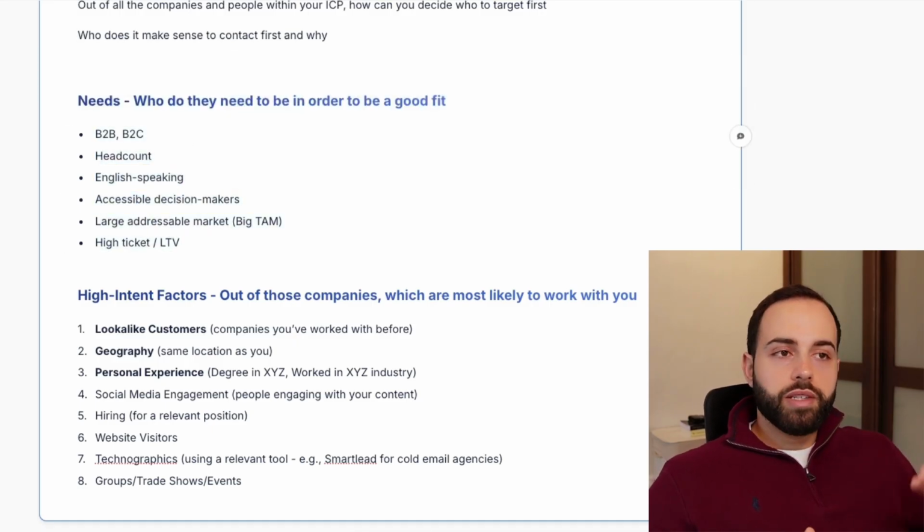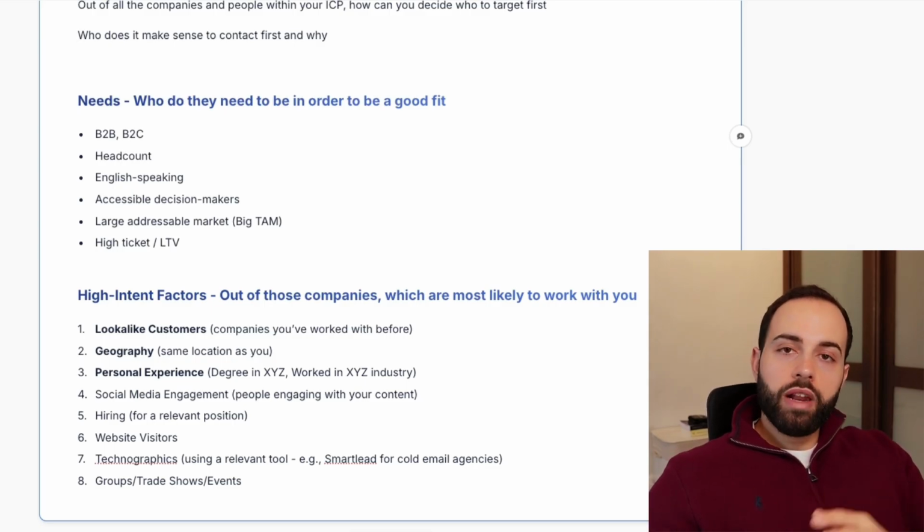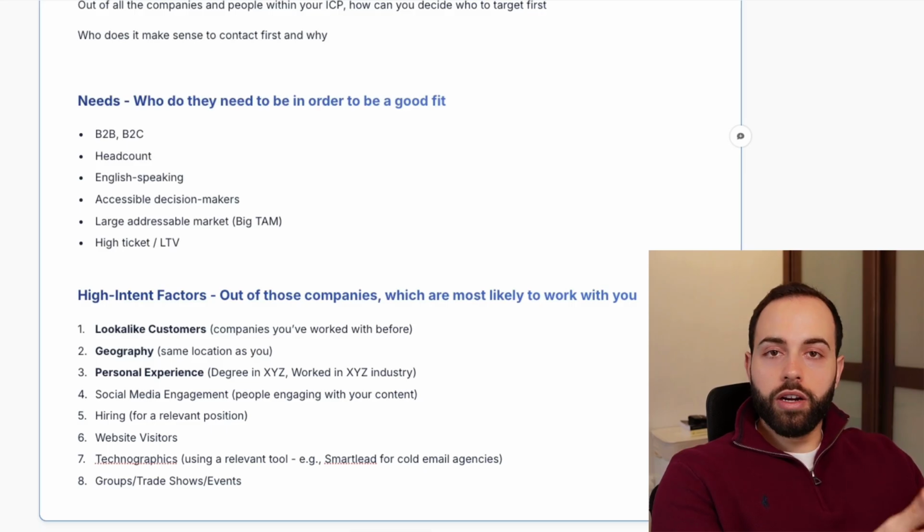So even if our ICPs are marketing firms or SaaS companies, if it's not B2B, if they don't have at least 10 employees, if they're not English speaking, if we can't access the decision makers, if they don't have a big enough total addressable market, and if they don't have a high lifetime value of at least $15,000, then we would typically disqualify those prospects and we wouldn't provide our services to them.